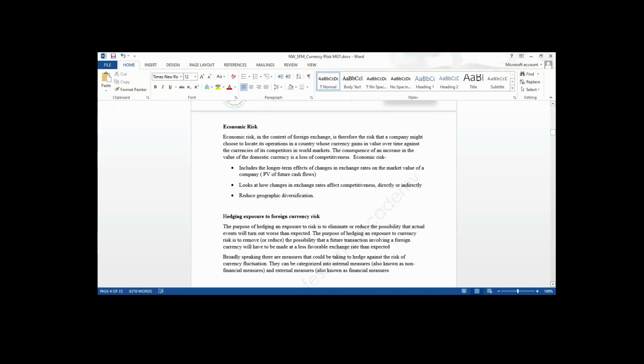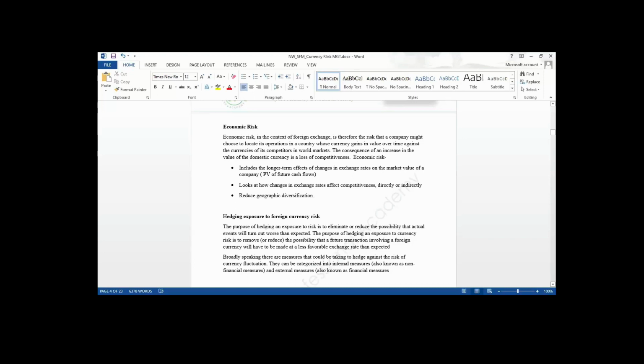Economic risk can affect the international competitiveness of a company. It can reduce the present value of future cash flows. Economic risk can reduce the present value of future cash flows from foreign transactions. This risk can affect multinational companies. Remittances from subsidiaries can be affected.